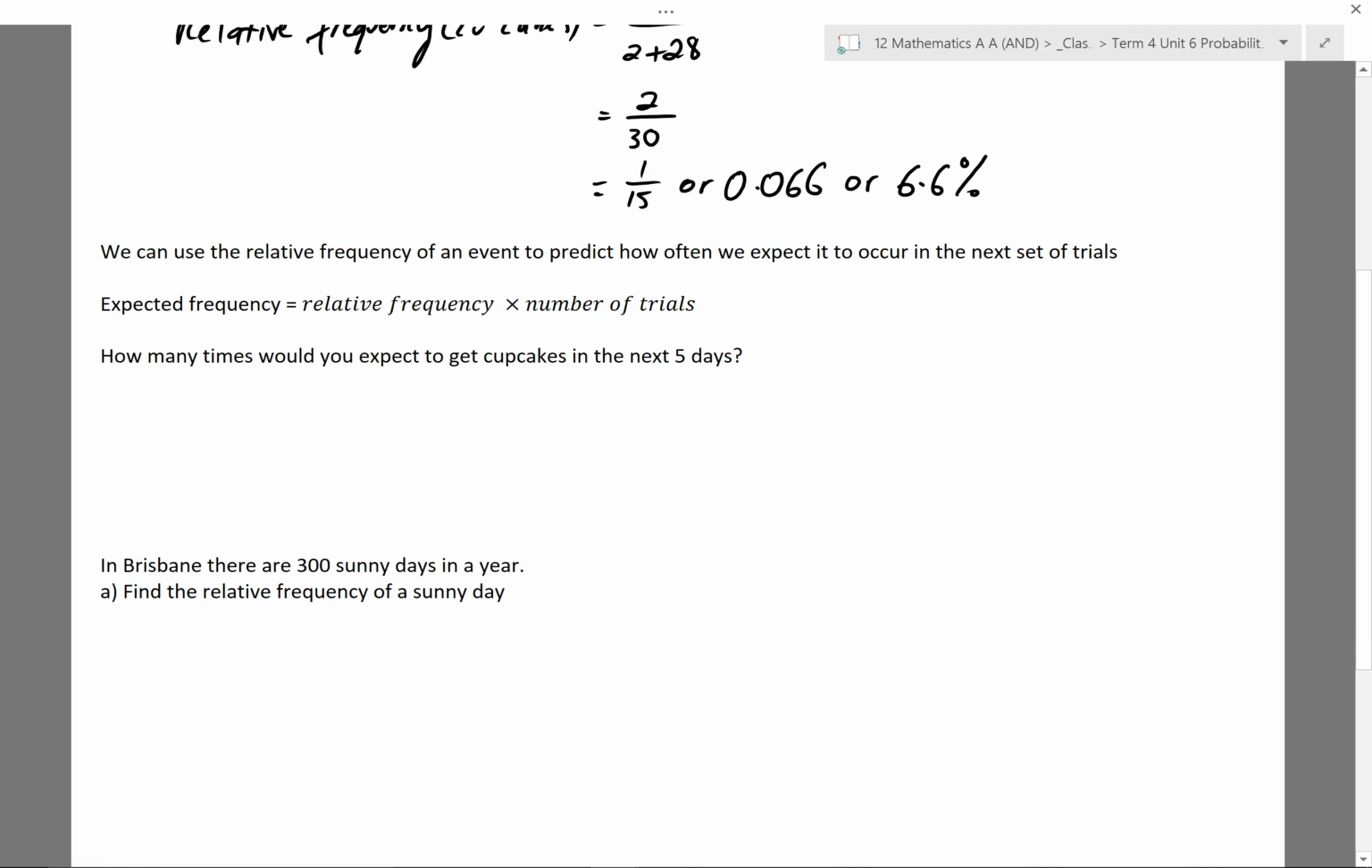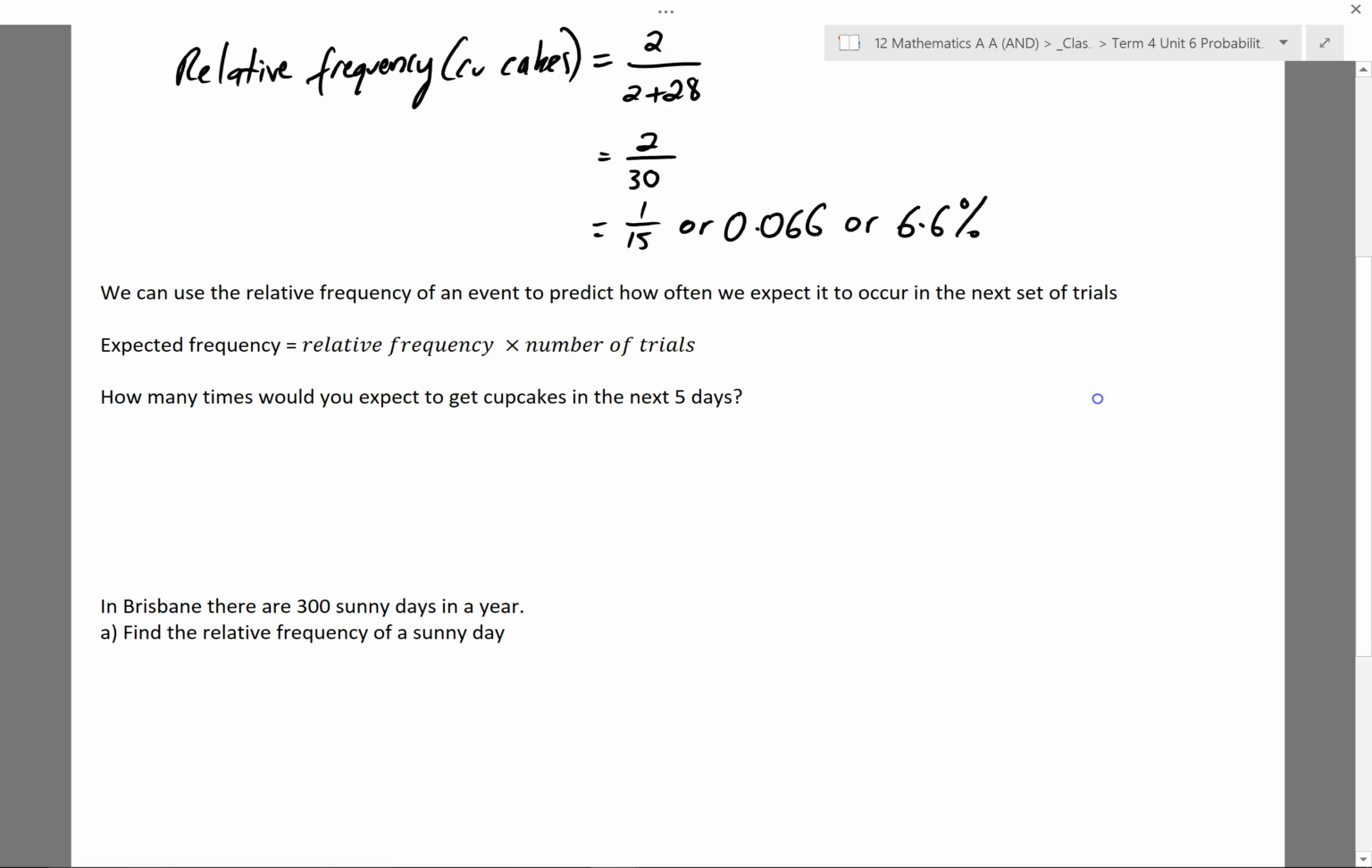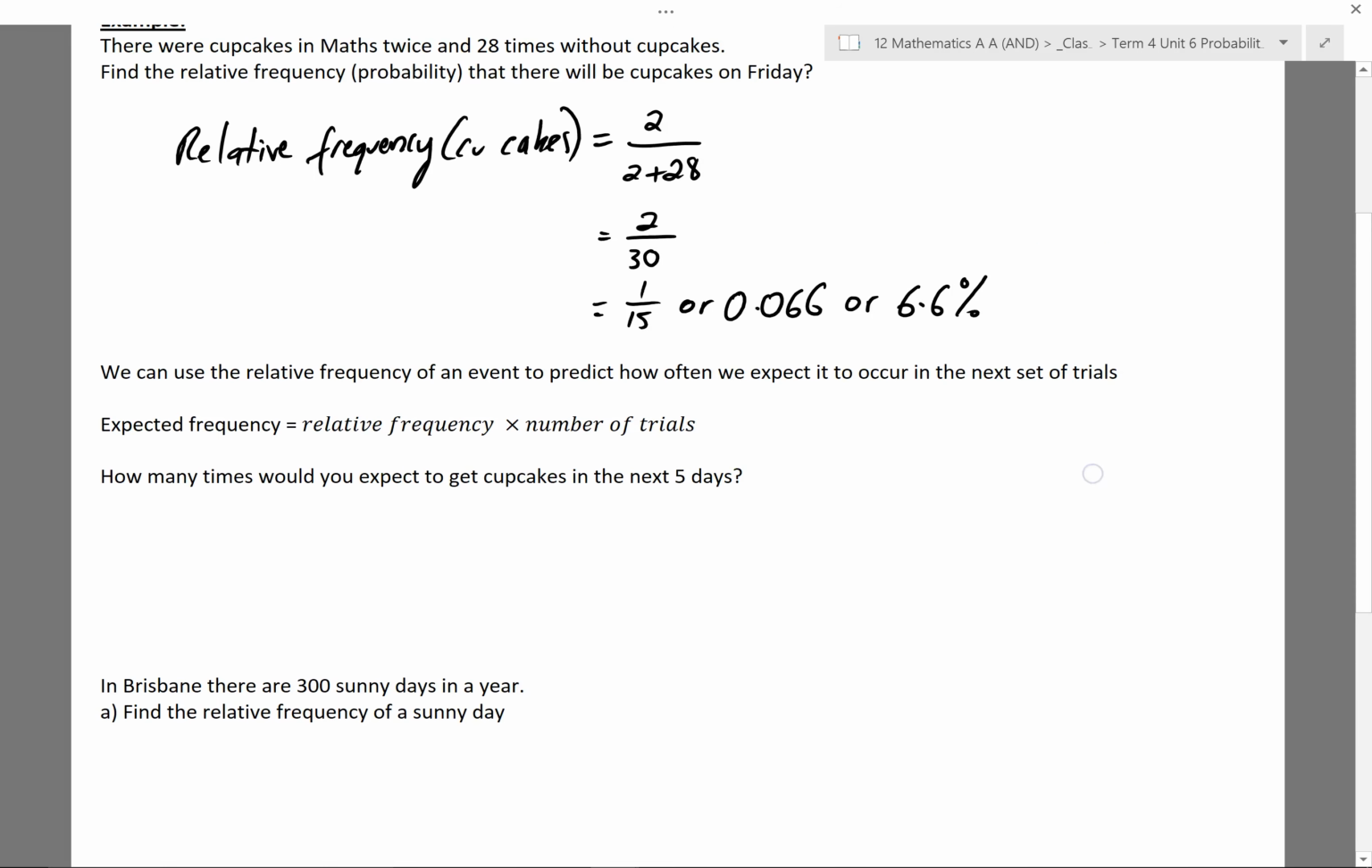And we can use the relative frequency of an event to predict how many times it would occur in the next set of trials. So for example, I'm trying to find how many times I expect to get cupcakes in the next 5 days. I think it'll be 6.6% of 5 days will be the number of days that I would expect to get cupcakes. And that's what this is talking about, the expected frequency of cupcakes.